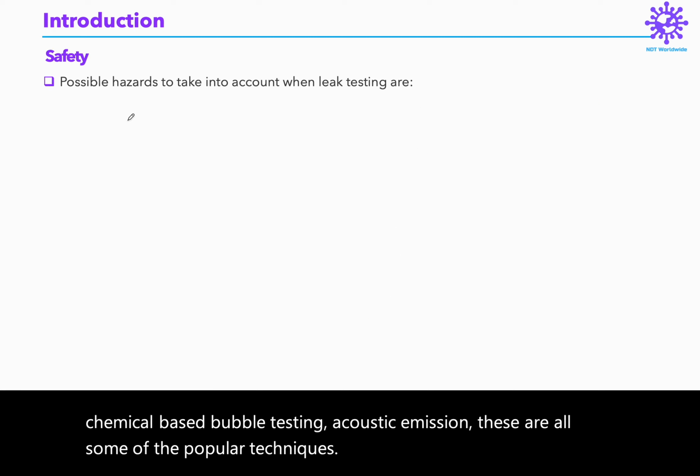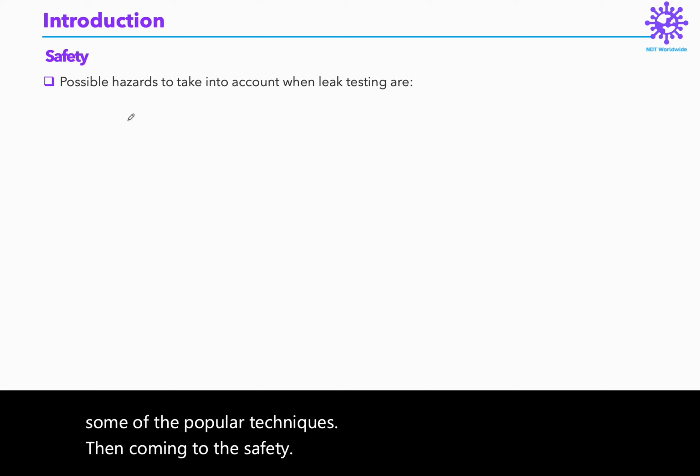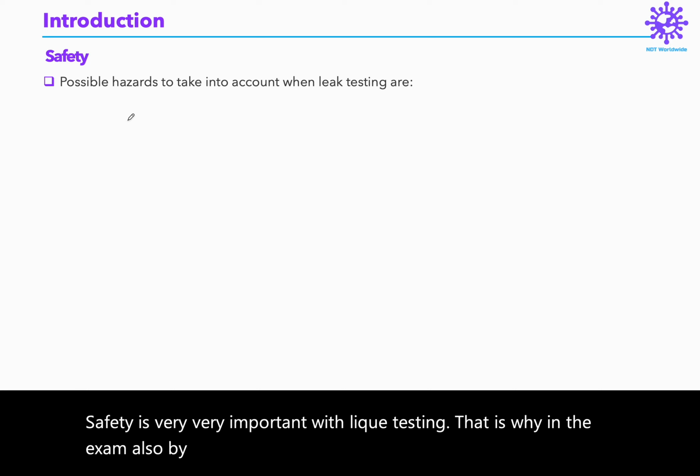Then coming to safety, safety is very important with leak testing. That's why in the exam they are asking 6-7 questions directly from safety.